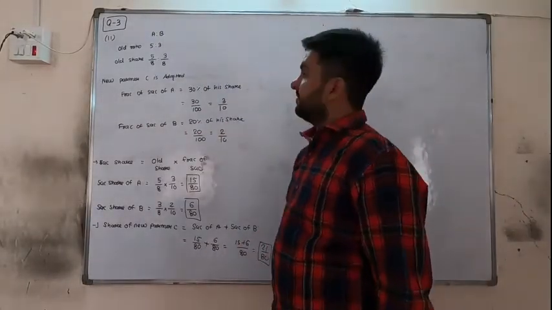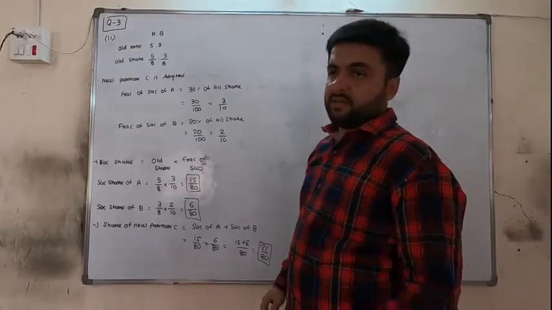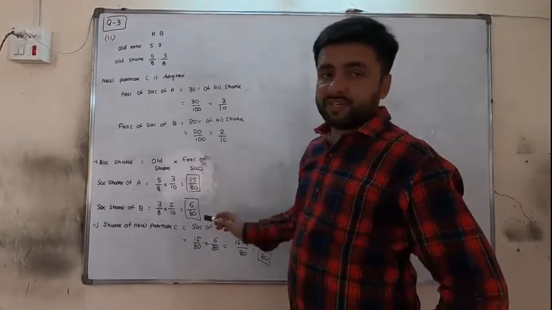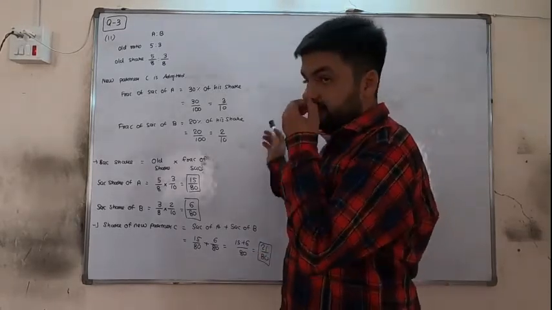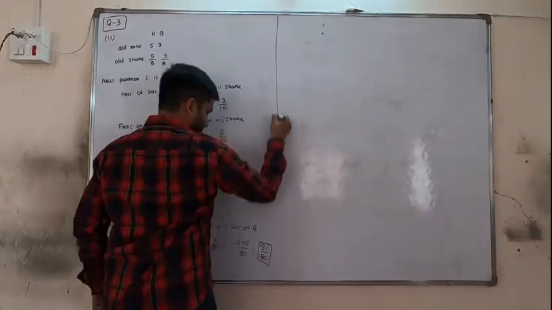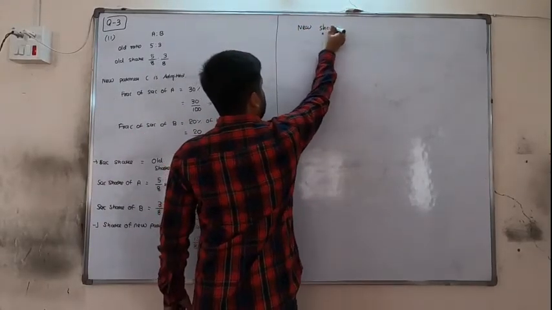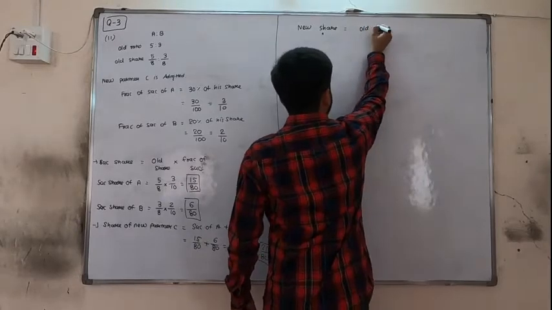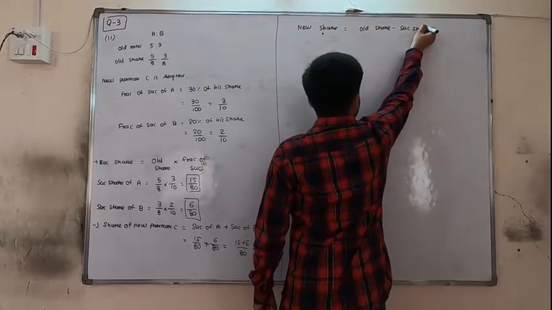Again, I will repeat for each step. Old ratio is given, new partner is admitted, and fractions are given. Start with sacrifice share, old share into fraction of sacrifice. Then find the share of new partner C, and then find the new share. New share is equal to old share minus sacrifice share.